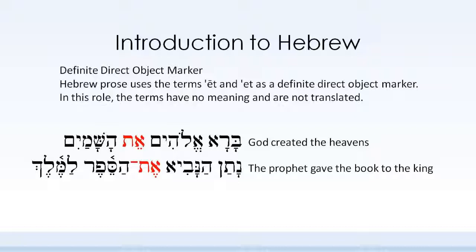In the second sentence, we see Natan hanavi et ha-sefer lamelech. The prophet gave the book to the king. Natan is the verb gave. Hanavi is the subject of the sentence, the prophet. Ha-sefer is the definite direct object, and lamelech means to the king. In this sentence, et serves purely as a definite direct object marker and is not translated.